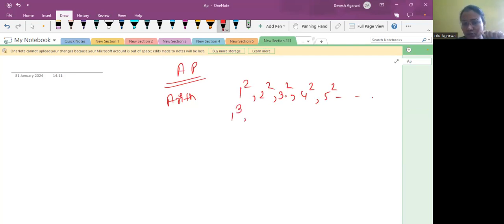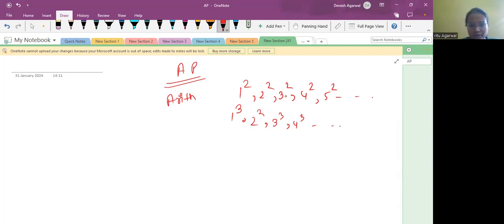For example, 1 cube, 2 cube, 3 cube, 4 cube, and so on. This is also a type of series. But when it comes to a specific series, which we call an arithmetic series, right? An arithmetic series is something in which the consecutive terms have the same difference.